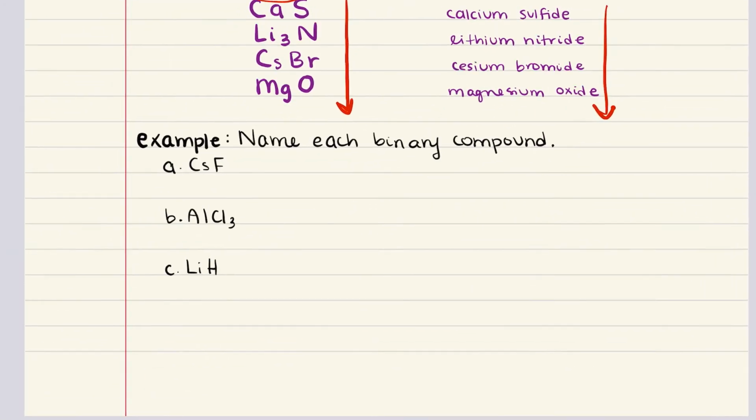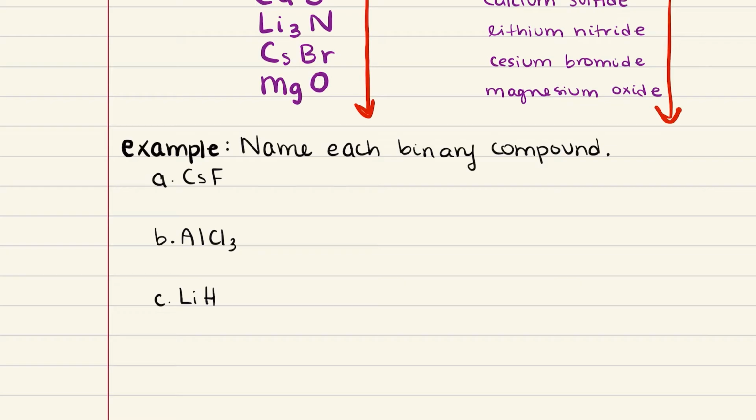Here we want to name each binary compound. Let's start with A. Let's look at our cation first. What do we have here? This is cesium. Now for a cation, we keep the name as is. What about our anion? So this is F, this is fluorine. We keep the root of the element name and then we add -ide. So this is fluoride. And the name of this compound is cesium fluoride.